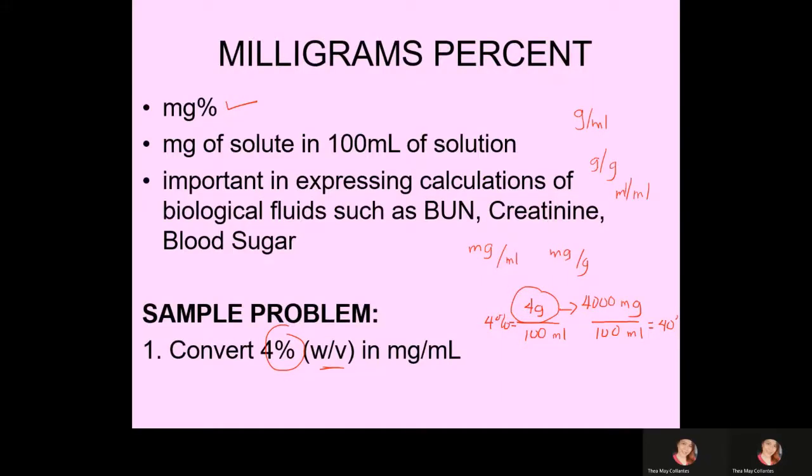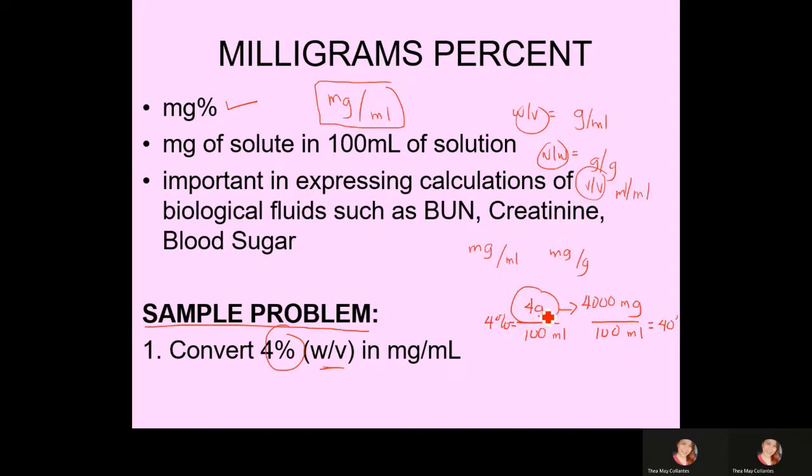Okay, we'll proceed with your milligrams percent. So as we all know, your milligrams percent would be all about having the unit milligram per ml, compared to that of your weight per volume, weight per weight, and your volume per volume. So as we can see here on your sample problem, we have the 4%. So your 4% in your weight per volume would be represented by 4 grams of solute over 100 ml.